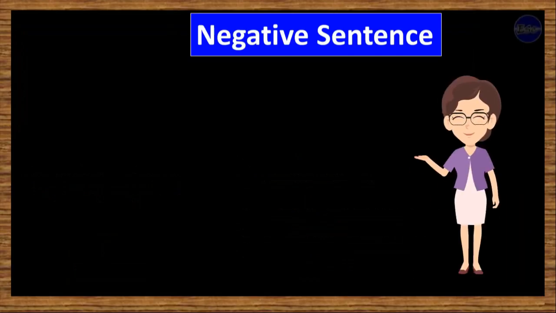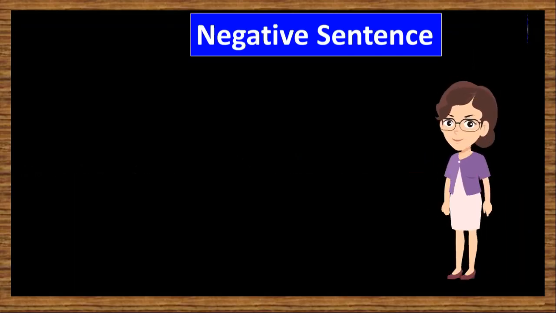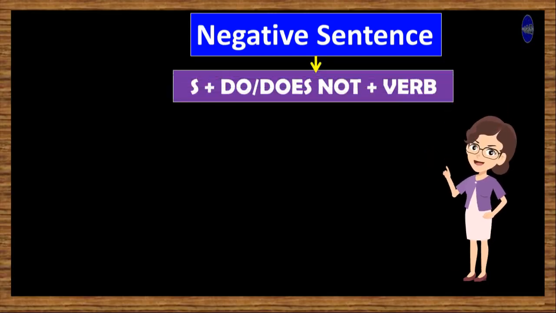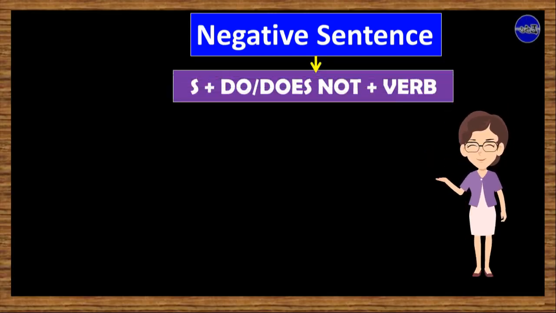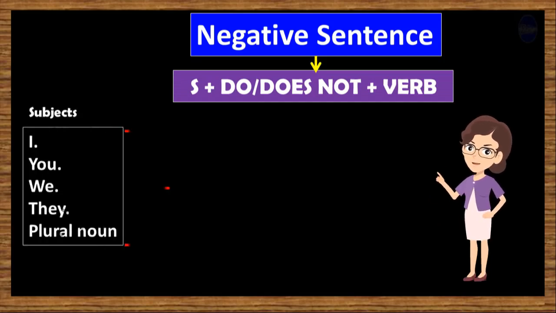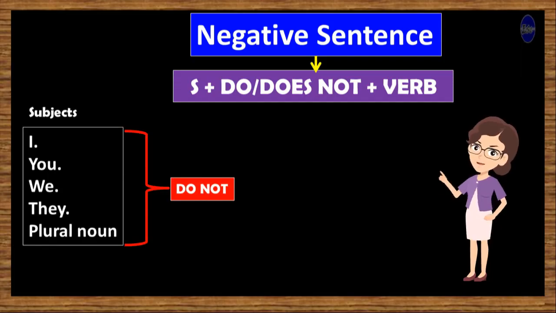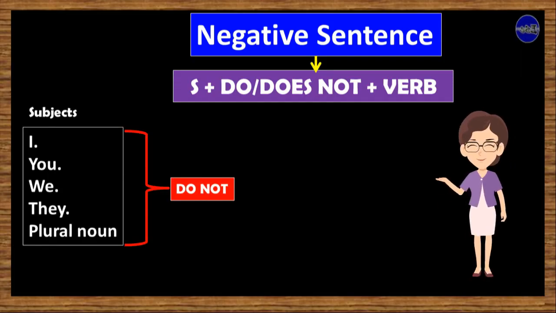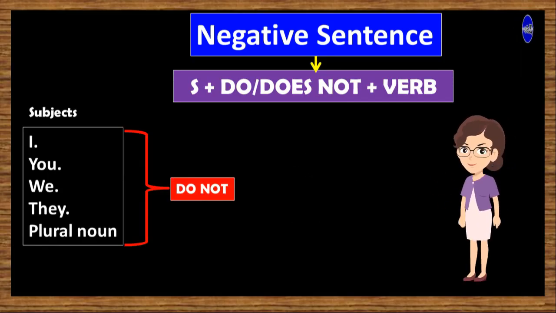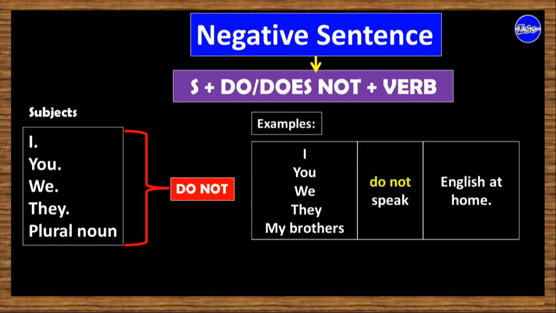What about if we want to use the simple present tense in negative form? Well, here is the formula: subject plus do not, or does not, plus the verb. In this case, use do not if the subject of the sentence is one of I, you, we, they, or a plural noun. For example, if we want to change the previous examples into negative, they become: I, you, we, they, my brothers do not speak English at home.